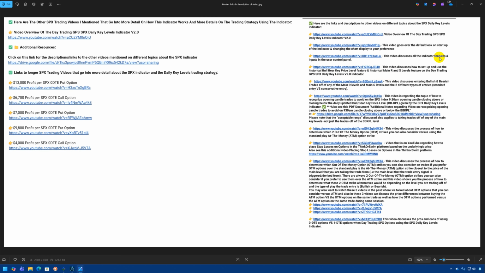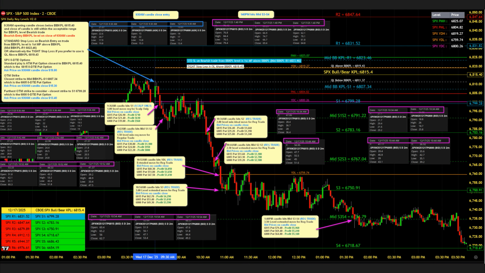This video discusses all the indicator features and inputs in the user control panel. This video goes over the default look on the startup of the indicator and changing the chart display to your preference. And again, this is the same video here about the video overview of the indicator. And then these links here are to the longer SPX trading videos that go into more detail about the indicator, what all the different levels mean, and more details about the daily key levels trading strategy.